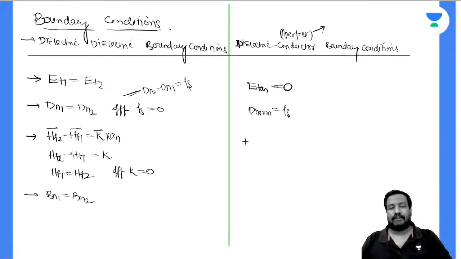Similarly, here if you substitute one quantity as 0, H tan is equal to K cross AN. That's the reason why H and K also have the same unit. What is the unit of H? Magnetic field intensity, ampere per meter. Surface current, ampere per meter. Ampere per meter. Got it? And here, B normal is equal to 0.